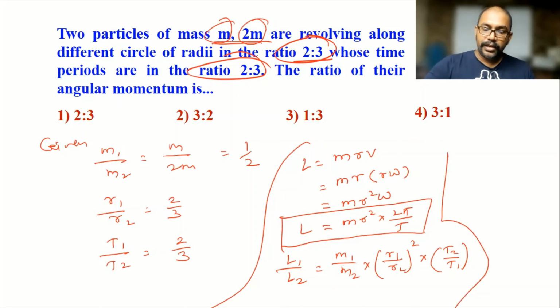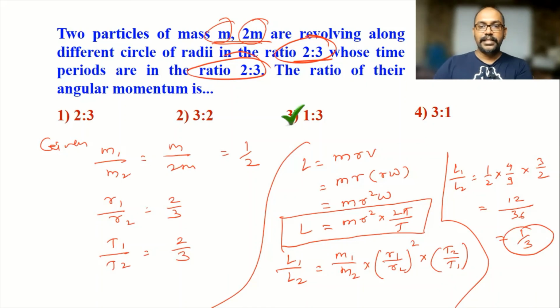So here L1 by L2 is equal to M1 by M2, which is 1 by 2, multiplied by R1 by R2, which is 2 by 3, square, which is 4 by 9, multiplied by T2 by T1. T1 by T2 is 2 by 3, so here it is 3 by 2. After solving this, we get 12 upon 36. So 12 by 36 is 1 by 3. So 1 by 3 is the answer, and it is written in option 3. So option 3 is the correct answer.